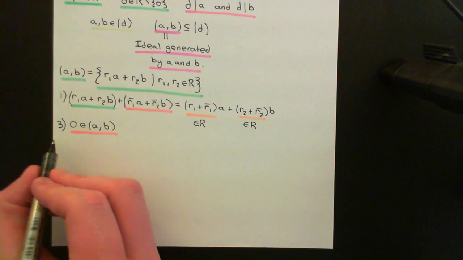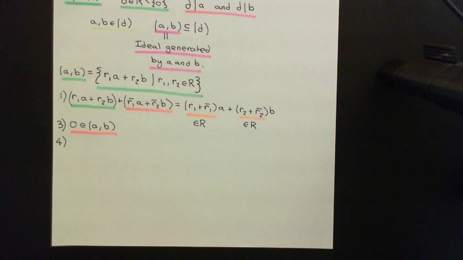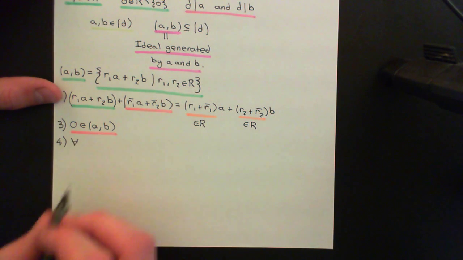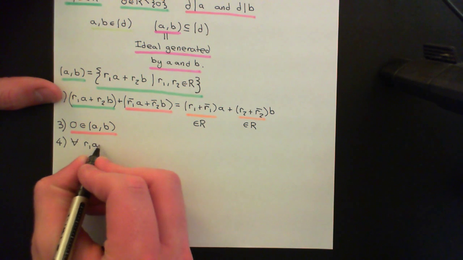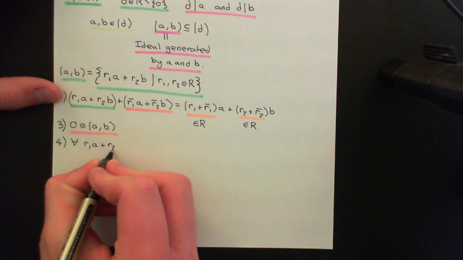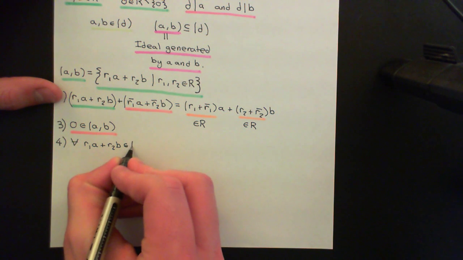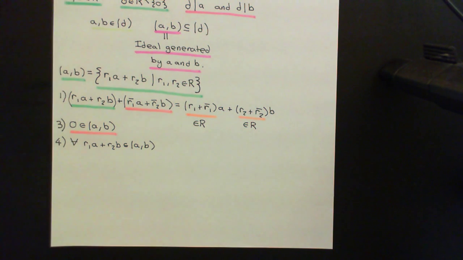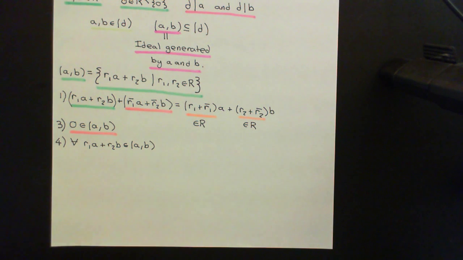Now let's do axiom number 4, which is additive inverses. So what I want to prove is that if I take some arbitrary element of my ideal generated by A and B, so let's say an arbitrary element looks like this, R1 times A plus R2 times B, where R1 and R2 are elements of the ring capital R, so this is some arbitrary element of the ideal generated by A and B, what I want to prove is that it has an additive inverse in this ideal generated by A and B.